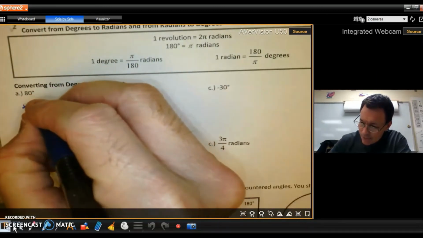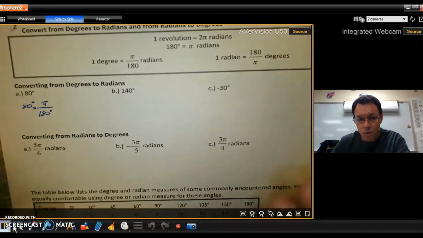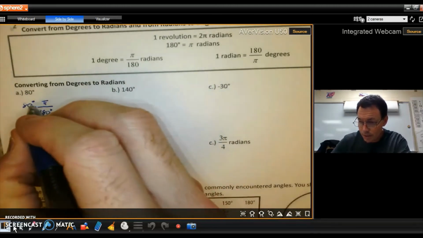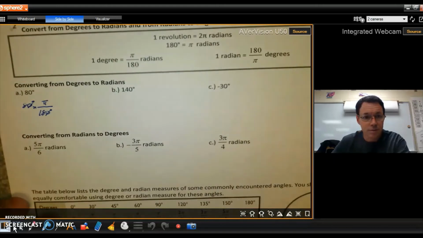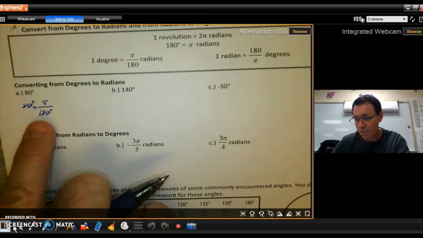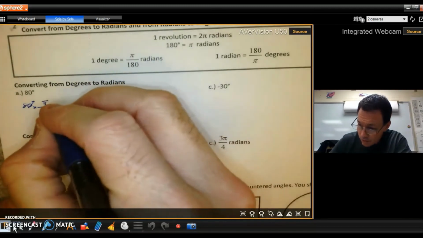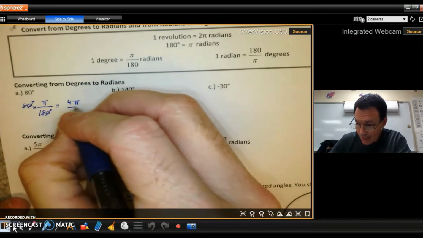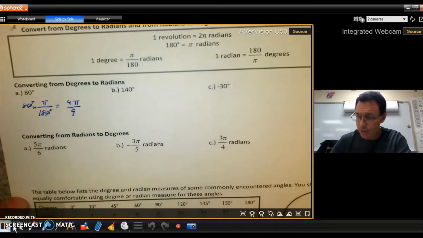That means the pi symbol goes here, and then my whole job is just to reduce this. Those two zeros are going to cancel. I can divide everything by 10, and now I have 8/18, which are both even numbers. So I would divide by 2 and get 4/9, and there's no more reducing. So 80 degrees is equal to 4 pi over 9.